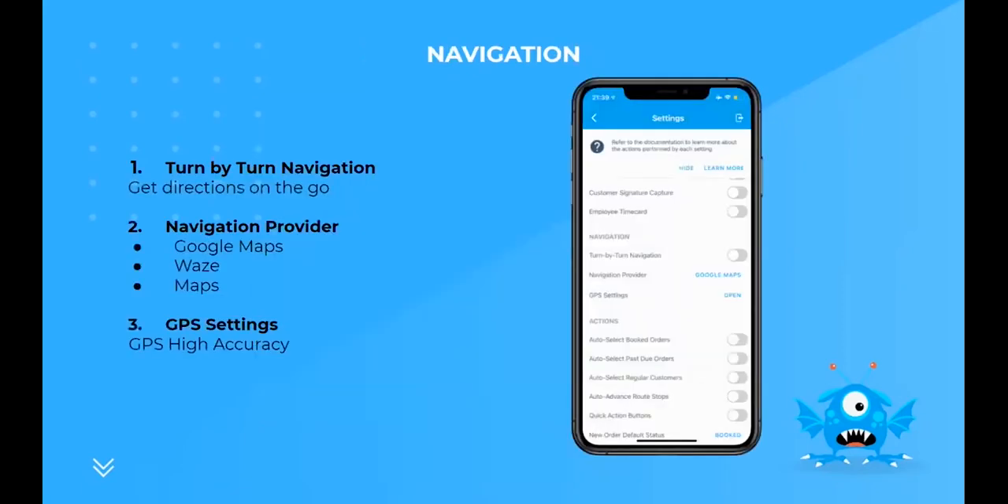Then we jump to our second set of settings, which belong to the navigation category. These are a simple set of features and easy to understand, such as the turn-by-turn navigation, navigation provider, and settings. So let's jump to the very first one.